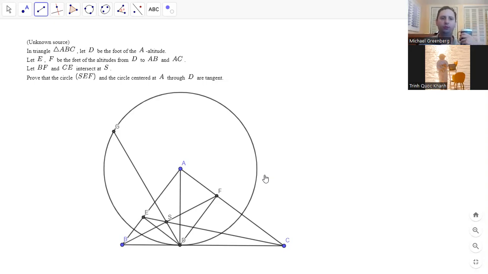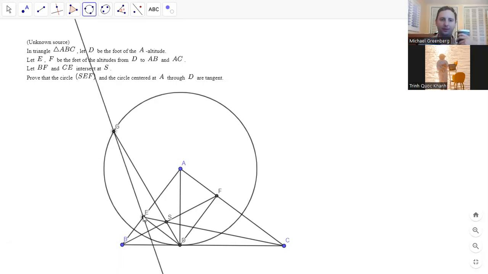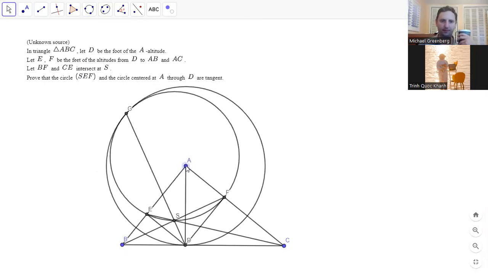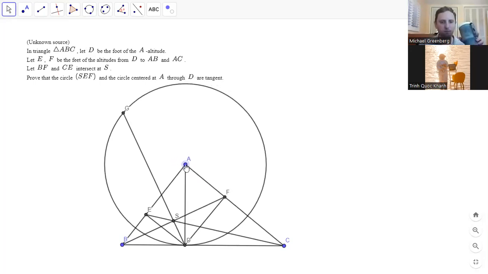Yeah, first we want to show GESF is cyclic, and then we want to show they're actually tangent at G. I think this actually might be a somewhat hard problem, to be honest, but I'm going to keep trying for a little bit. So maybe it's worth drawing AG.